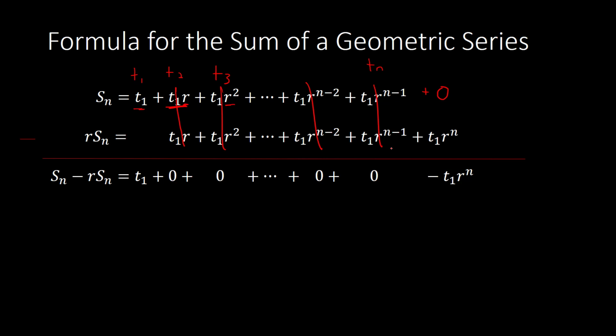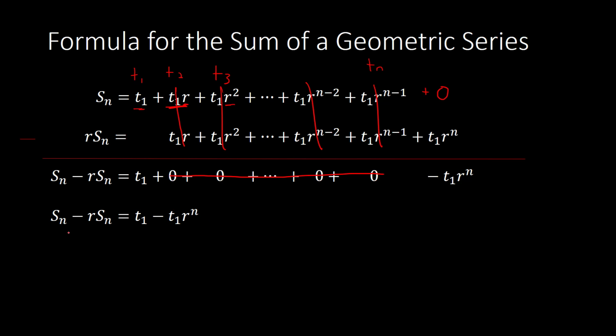So 0 minus t1 times r to the n power would give you a negative t1 r to the n power. So because of all of the zeros here, I'm left with s sub n minus r s sub n equals t1 minus t1 times r to the n power.